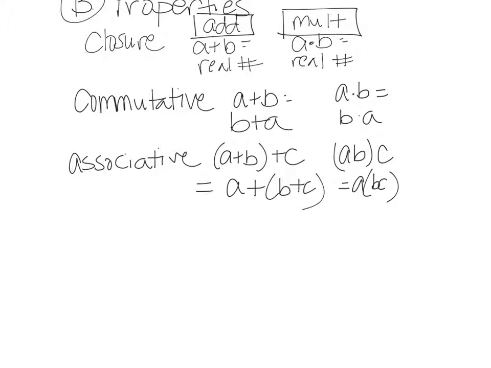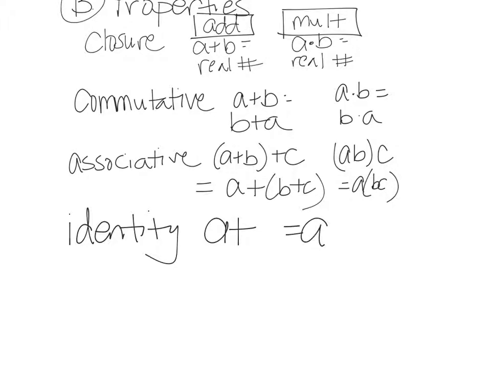How about the identity property? The identity property says this. I'm going to take A, I'm going to add it to a special number, and I'm going to get A. I'm going to get the same thing back, my identity. Like I'm looking in a mirror. What number is that? 0. Yes, you know this one. If I take a number and I add it to 0, I still get that number back.